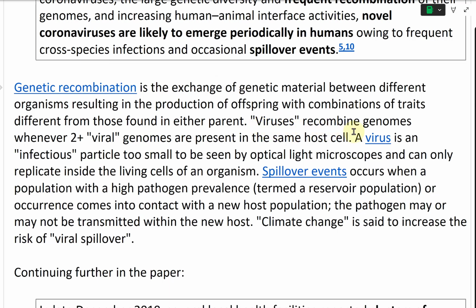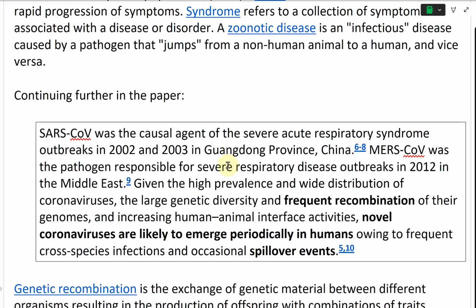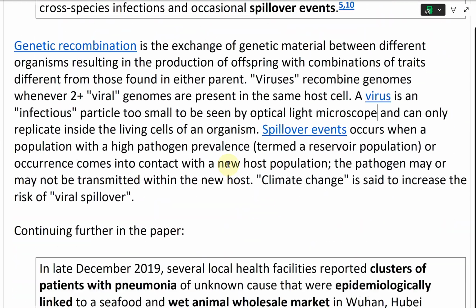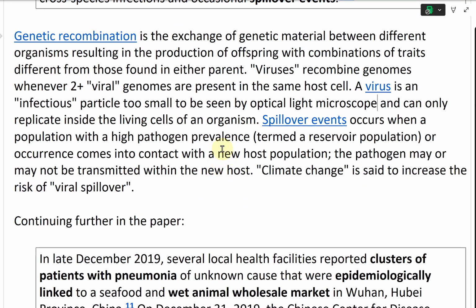So, quote, viruses recombine genomes whenever 2+ viral genomes are present in the same host cell. And I haven't actually gone over the mainstream definition of viruses, but I'll go over it right here. So a, quote, virus is an infectious particle too small to be seen by an optical light microscope, and can only replicate inside the living cells of an organism. And yes, some of them are said to cause disease or health issues or death in humans and so on.